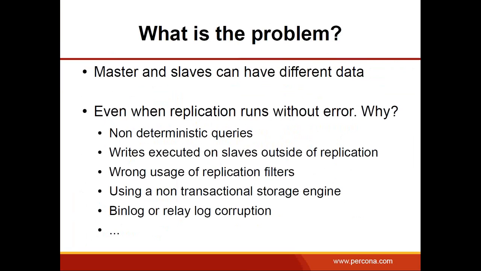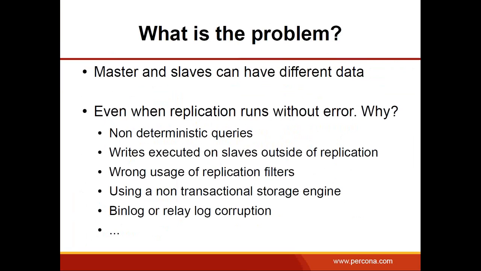The transaction won't be transmitted to the slave, of course, as it has been rolled back, but the change to the MyISAM table won't be rolled back. So there will be a difference between the master and the slave. Another reason is that you can have corruption in the binary log or in the relay log, and you can imagine many more scenarios where master and slave will have different data.